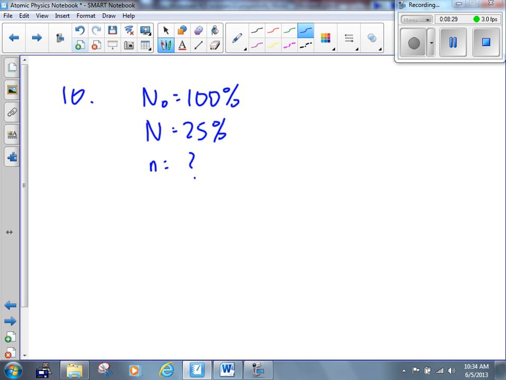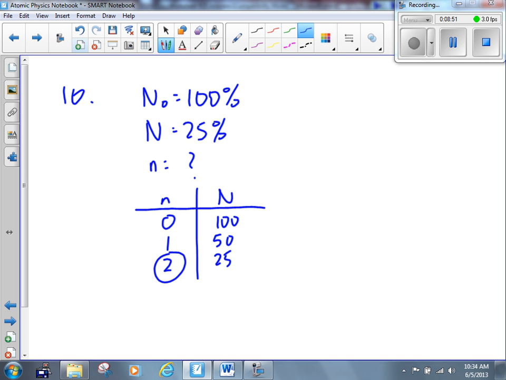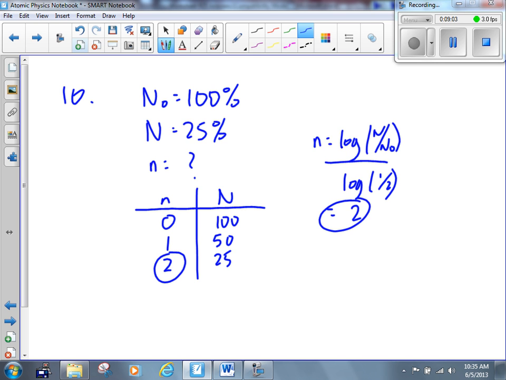How many people did this question using the divide by 2 method? Okay, how many people did it using logarithms? Seems like most people like logarithms. We'll do it both ways here. After 0 half-lives, I've got 100%. After 1 half-life, I've got 50%. After 2 half-lives, I've got 25%. Little n is going to be 2. Done. Or you could do it using logarithms. You could say n is equal to log of n over n0 over log of 0.5, or log of a half. Either way you look at it, it's going to be equal to 2.